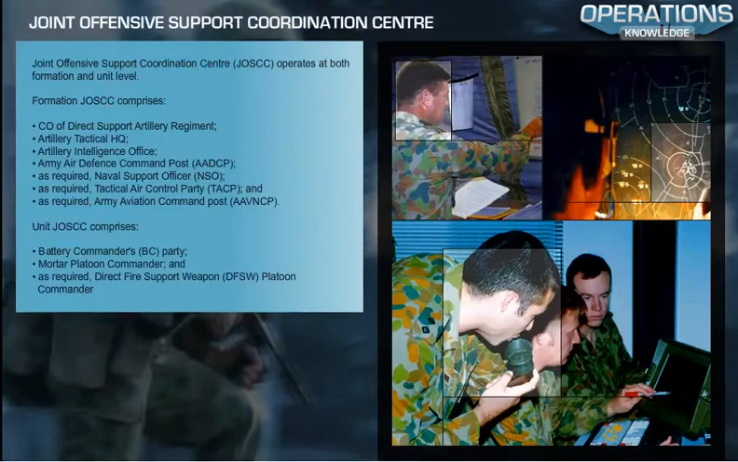The Joint Offensive Support Coordination Center, or JOSC, can operate at both the unit and formation levels. Formation JOSC comprises an Artillery Tactical Headquarters, an Artillery Intelligence Office, and an Army Air Defense Command Post. Additionally, on an as-required basis, a Formation JOSC can include a Naval Support Officer, a Tactical Air Control Party, and an Army Aviation Command Post. The unit JOSC comprises a battery commander's party, the mortar platoon commander, and, as required, the direct fire support weapon platoon commander.